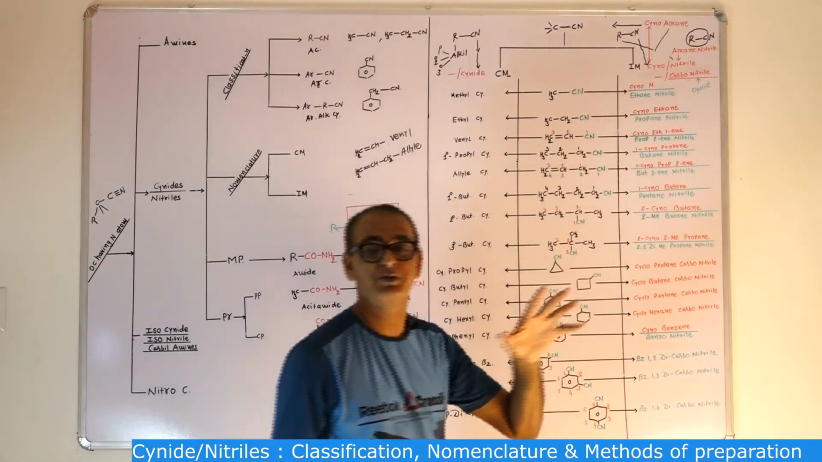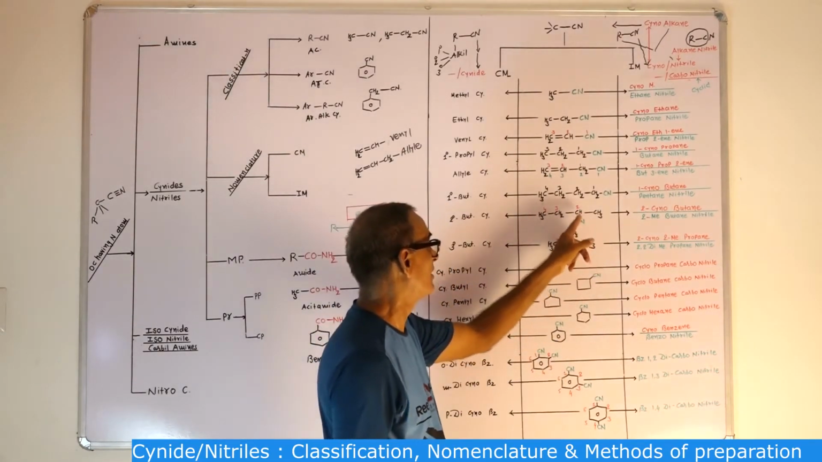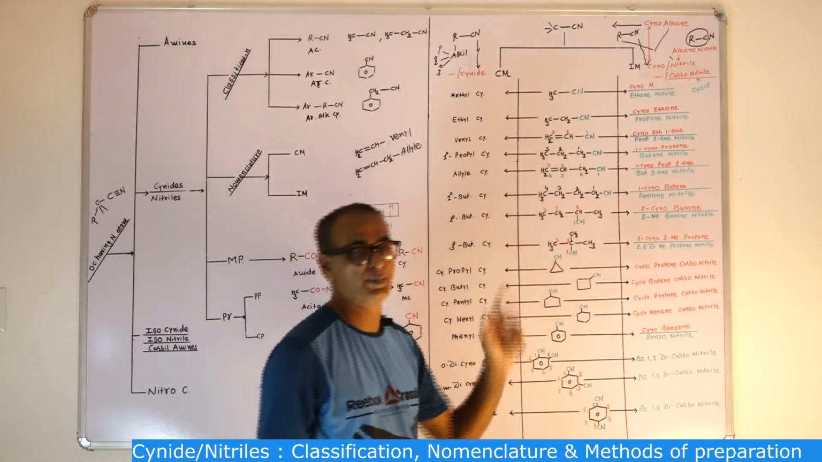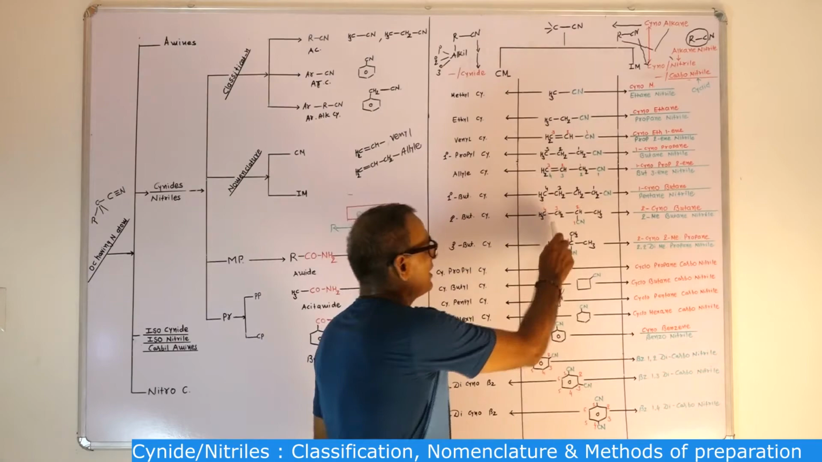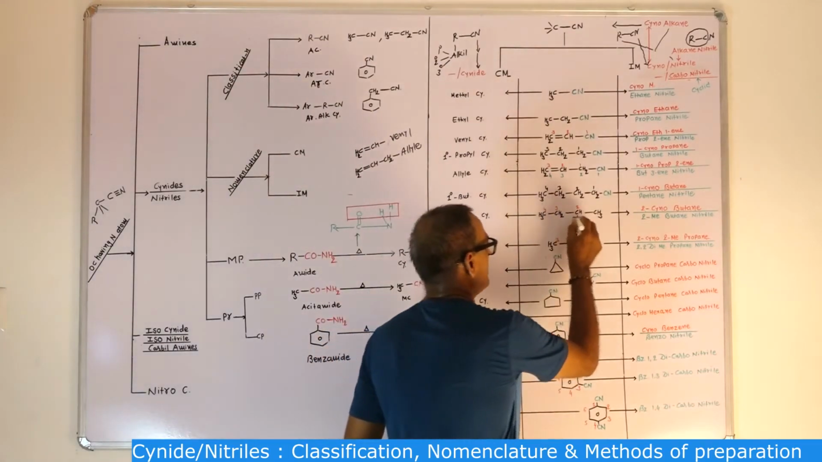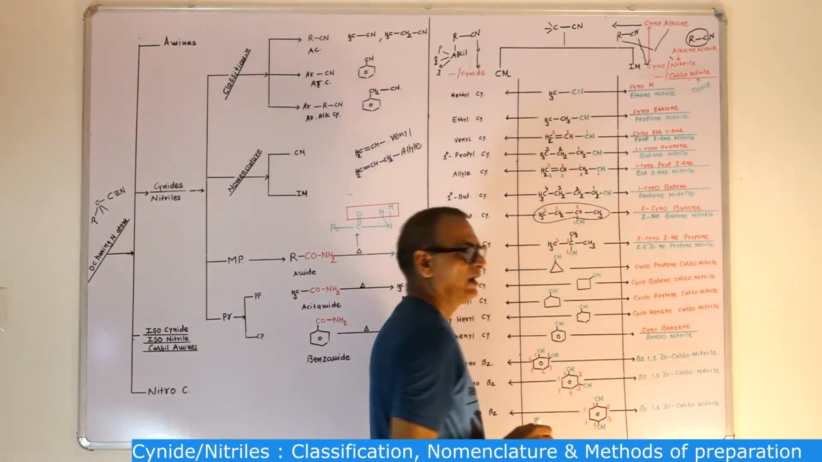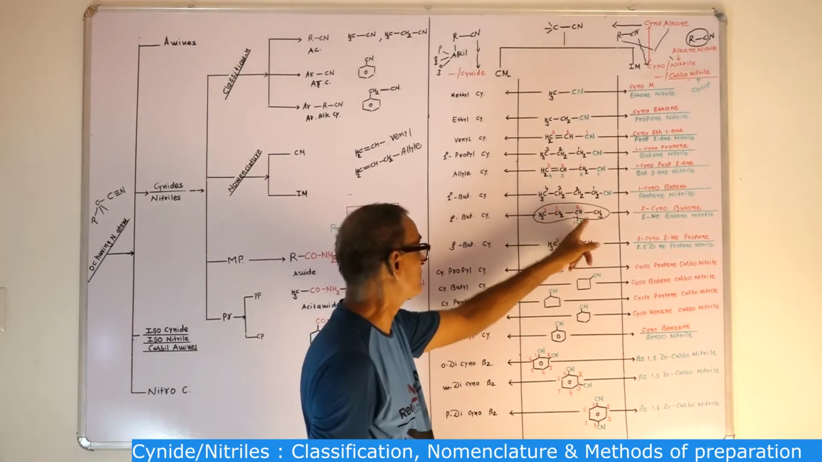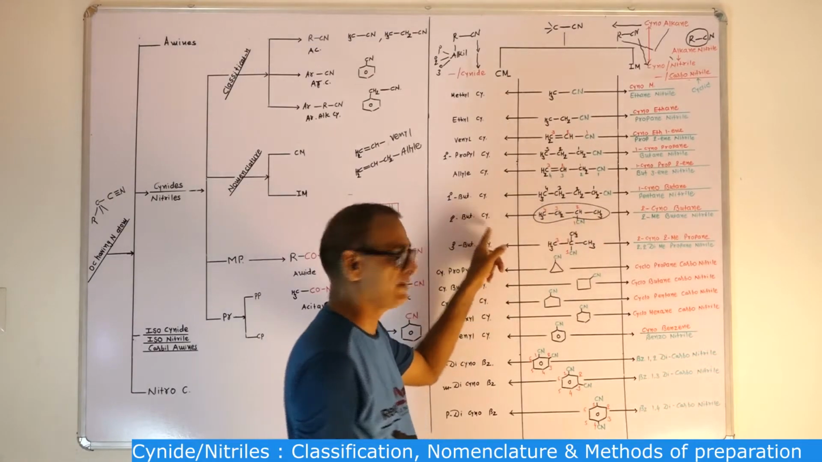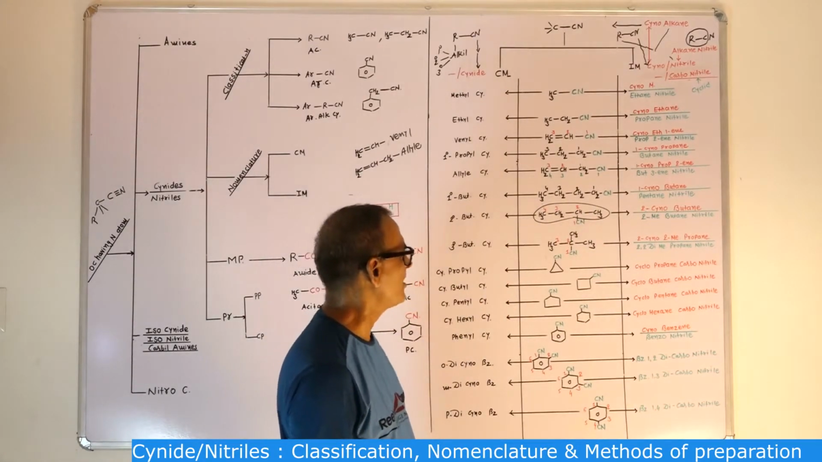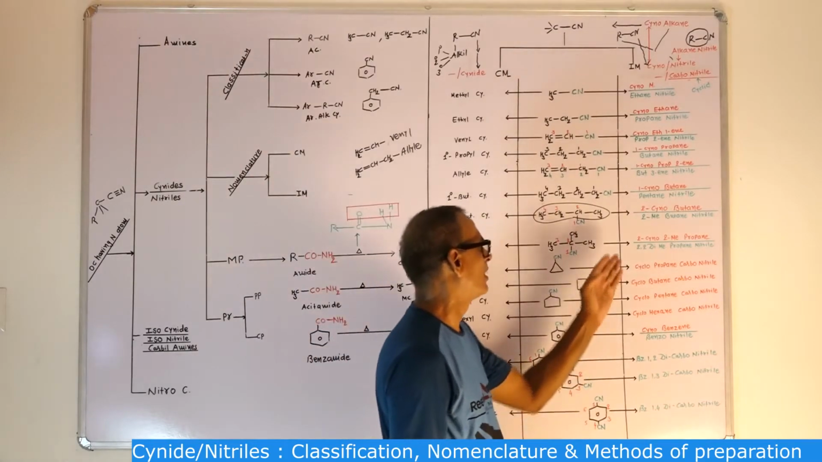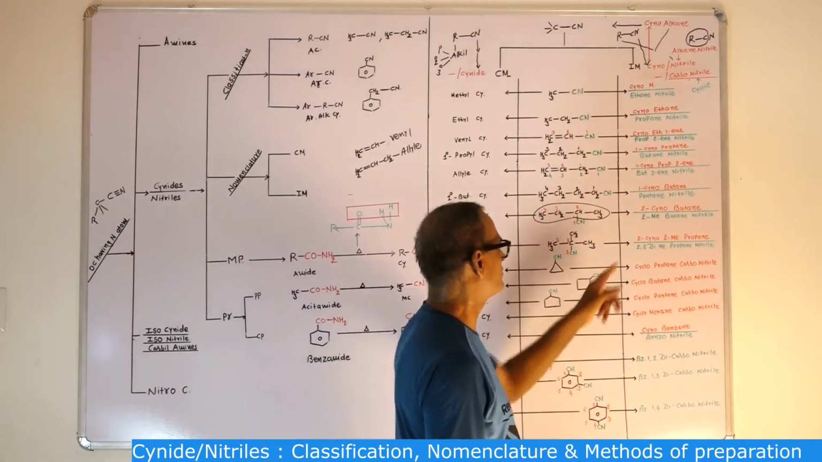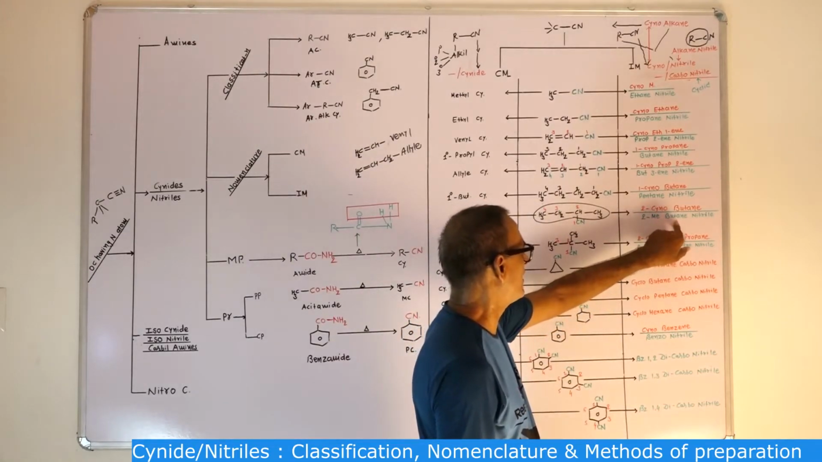If the cyanide group is present on the second carbon, look here, this group is known as isobutyl, otherwise secondary butyl. The secondary butyl group is there, and the cyanide group is directly added to this carbon atom. Secondary butyl cyanide. In case of IUPAC method, 2-cyanobutane, otherwise 2-methyl butane nitrile.